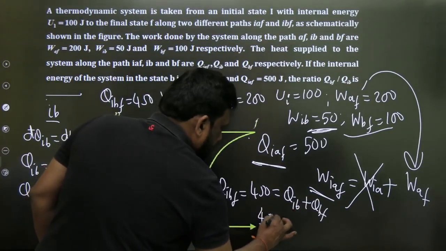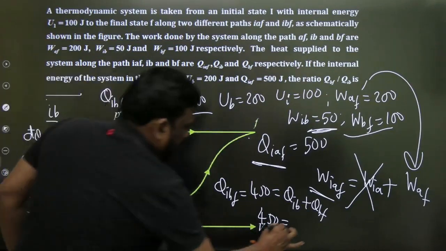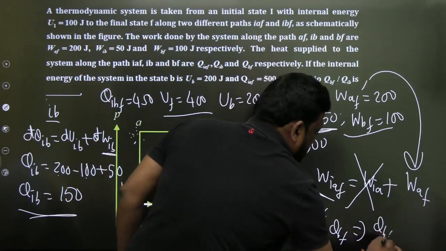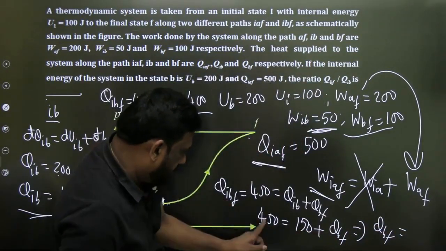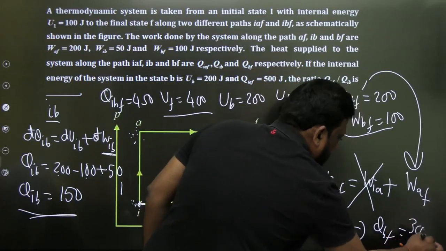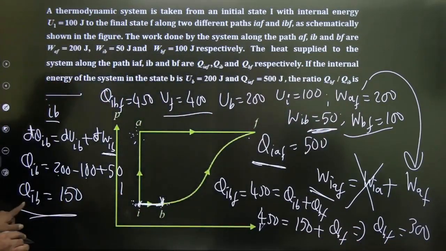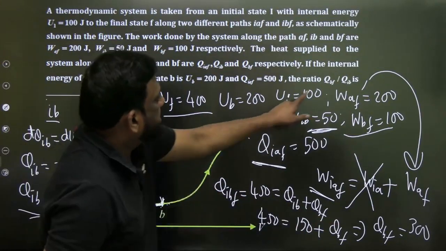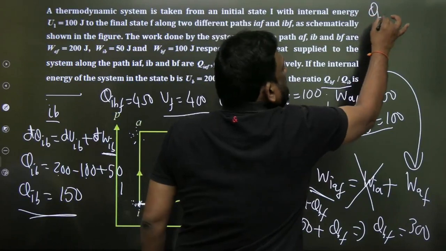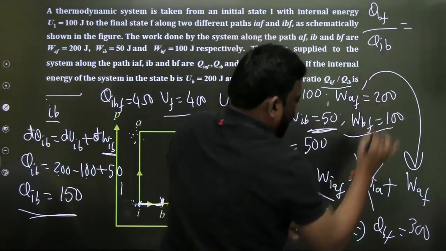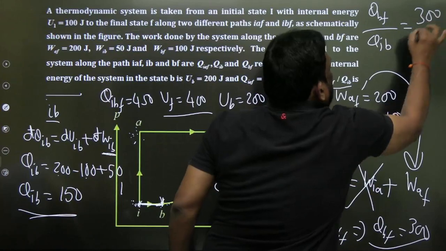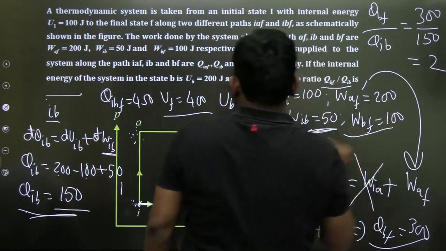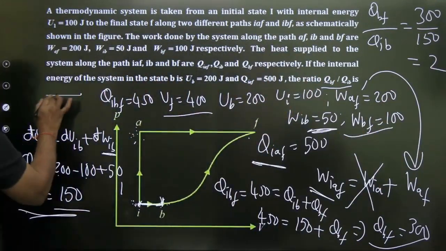So 450 is equal to QIB, already QIB is 150, plus QBF. So you get QBF as, anyone? We get QBF as 450 minus 150 is 300. QIB is 150 and QBF is 300. So he is asking QBF by QIB. QBF is 300 and QIB is 150. So this will be equal to 2. It is a fill in the blank question, so the answer is 2.